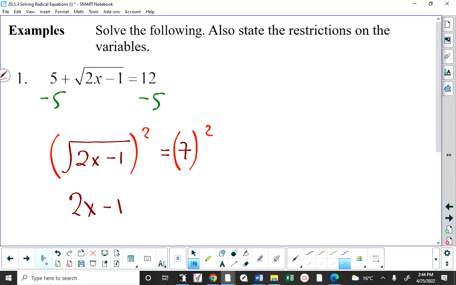Because the square of a square root cancels. We've talked about this before. One way I can show that to you is to say that root 2x minus 1 squared means root 2x minus 1 times root 2x minus 1. And we know that root 17 times root 17 is 17. The squaring or the multiplication of the radical by itself gets rid of the radical. And then 7 squared is 49.